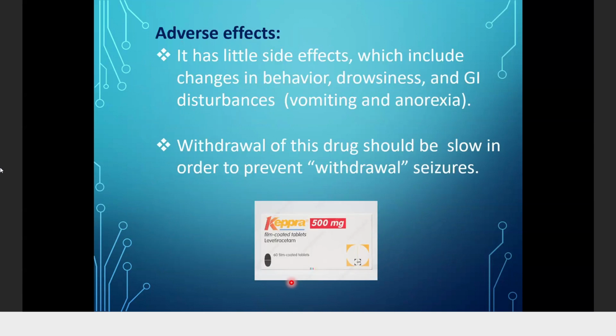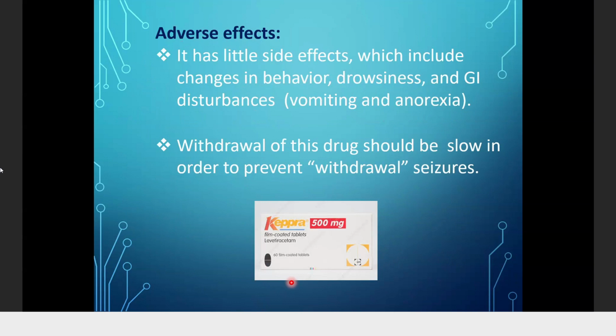Okay, the adverse effects, it's got very little adverse effects. They may include changes in behavior, drowsiness, GI disturbance. This is common. Any drug you take, you will get slight GI disturbance, like vomiting, diarrhea, anorexia. This is very common, but not to worry about these effects.